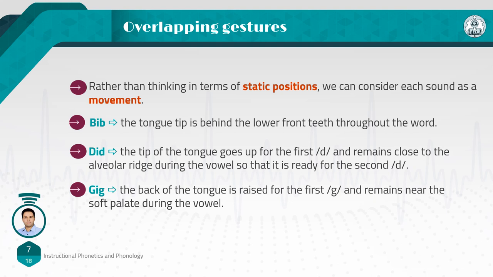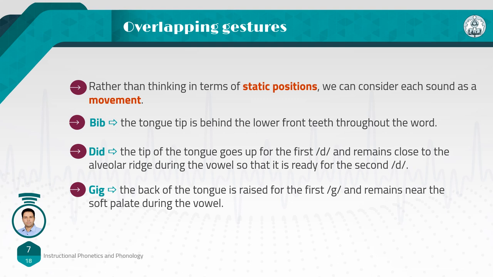Now, compare it with did. Here, in did, the tip of the tongue goes up for the first d. And the tip of the tongue remains close to the alveolar ridge during the vowel, so that it is ready for the second sound, d. Because you know that you want to pronounce d again, you keep the tip of the tongue close to the alveolar ridge. But in bib, the tongue remains behind the lower front teeth throughout the word. When you say did, it is close to the alveolar ridge, and it remains there.